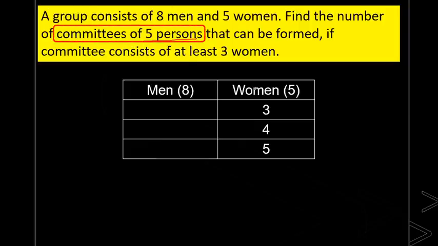So if I choose 3 women, that is my first chance, then the remaining should be men. From a total of 5, 3 are women, the remaining should be men. How many will be remaining? 2 persons are remaining, those 2 will be men. Next case, if I choose 4 women, the remaining should be men. How many will be remaining? 1 is remaining. Last case, if I choose 5 women, no space is there for men, because the committee should consist of 5 persons. We have chosen 5 women, so there are no men that can be chosen. In that case, the value will be 0. I hope you all understood up to this.